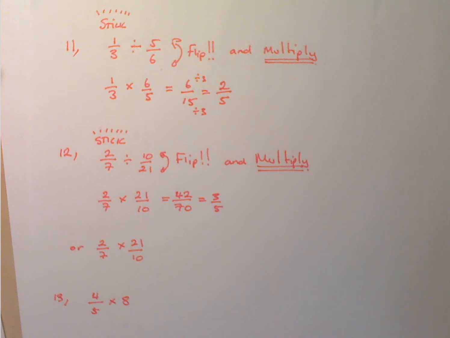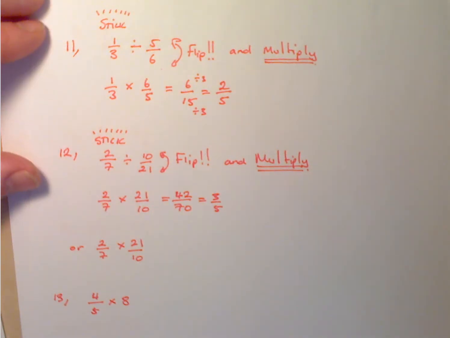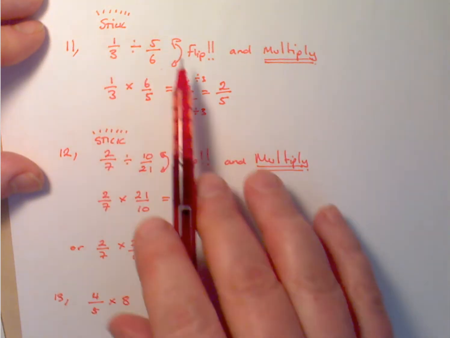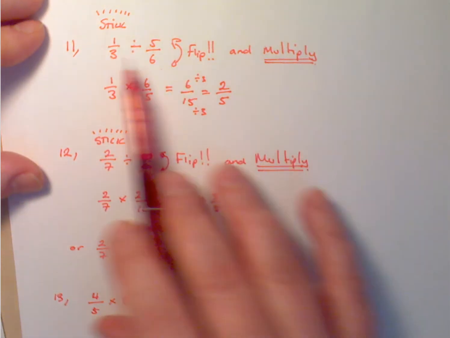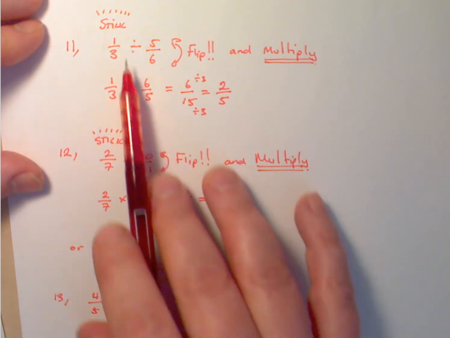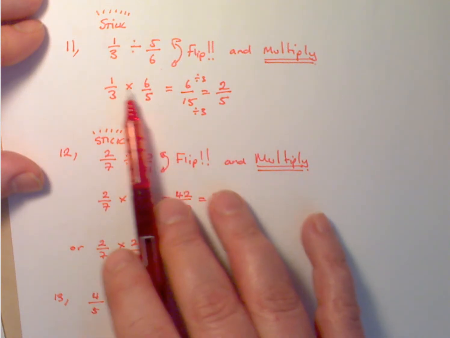Okay, in page 2, part B, it's all about dividing fractions. And what you have to remember for dividing fractions is stick the first one, flip the second one, and multiply. So I've left the first fraction alone, I've flipped the second fraction, and I've changed the division to a multiply. Then it's just like we did before.